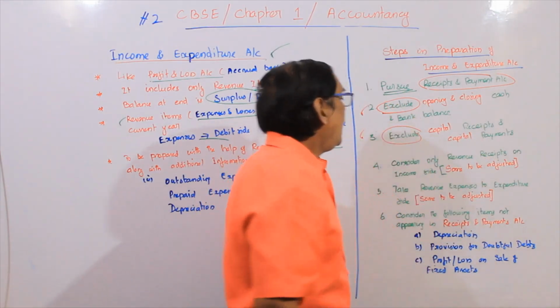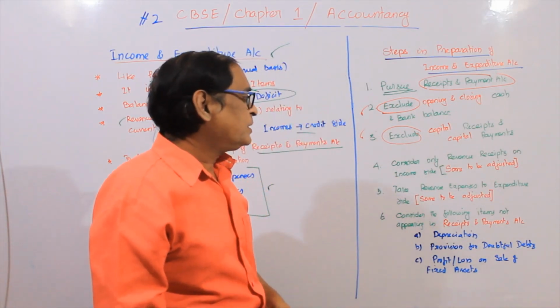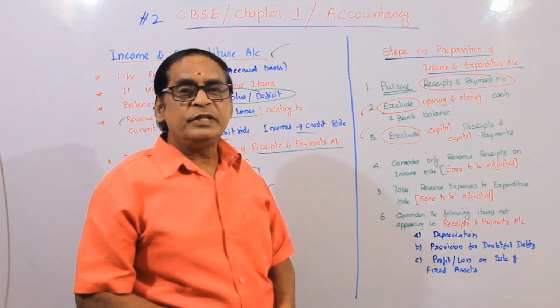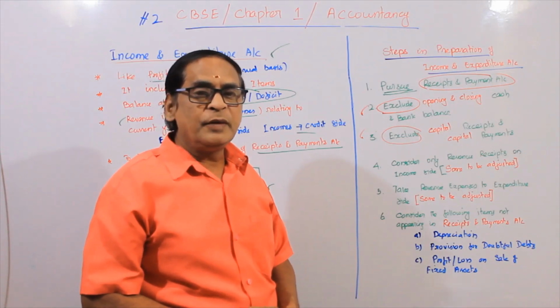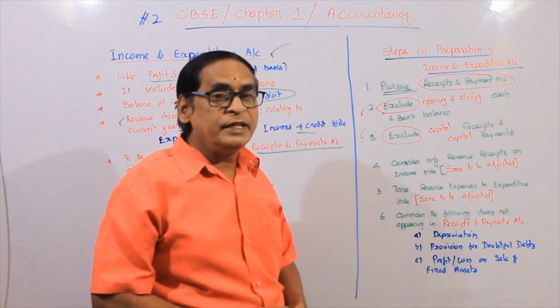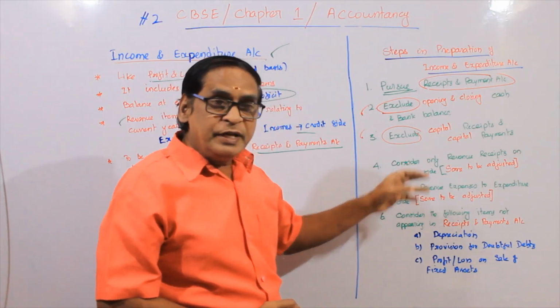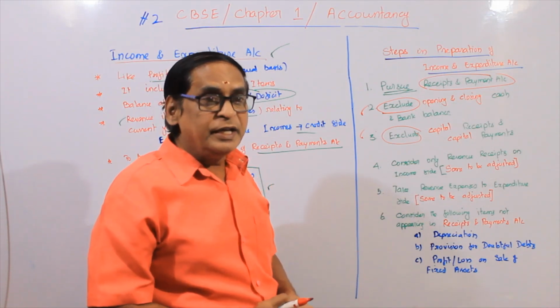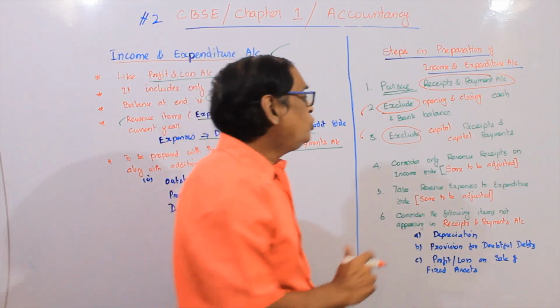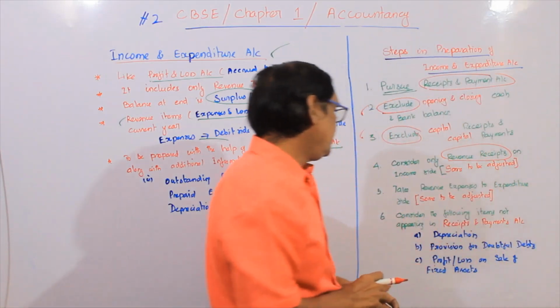Understand? And then you have to consider only revenue receipts. Which side is the revenue side in the income and expenditure account? In the income and expenditure account, the credit side is the income side. But in the receipts and payments account, the debit side is the receipt side. You have to consider the debit side of the cash book, I mean revenue receipts.